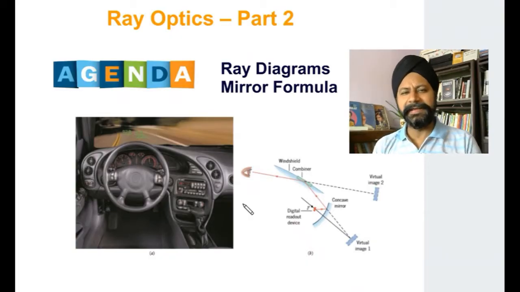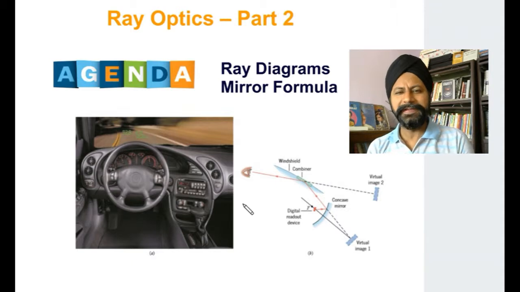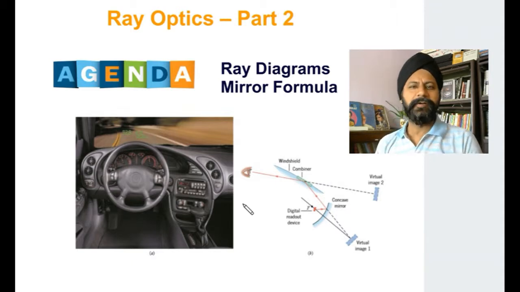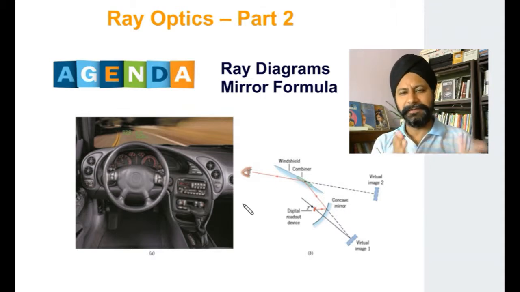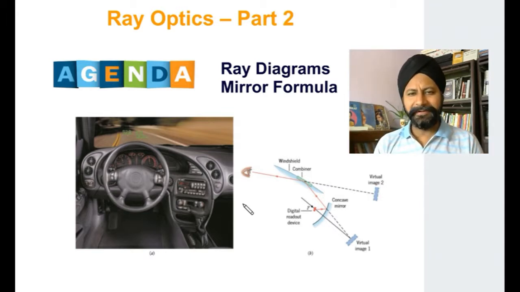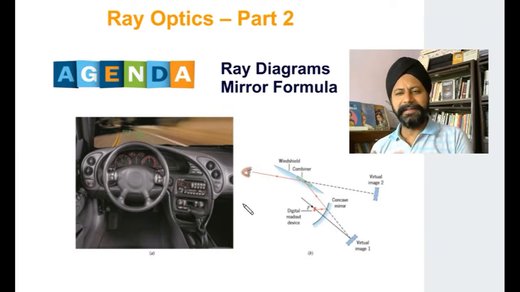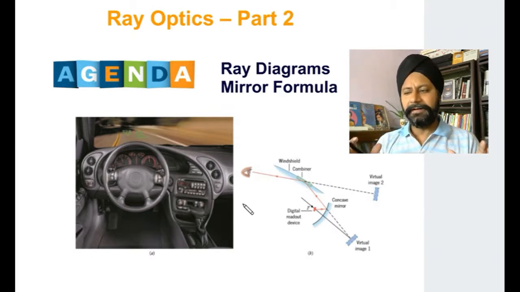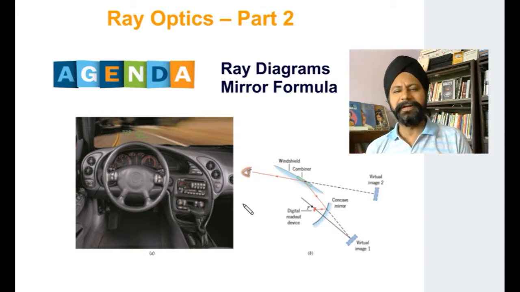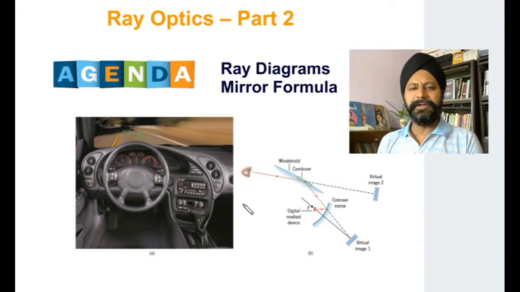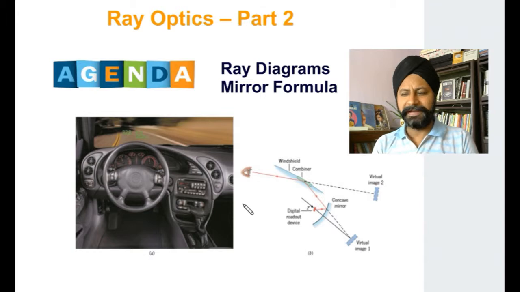This is the series on ray optics, and this is part two. As I promised, I'm going to publish regular videos at least every week. So this is the fourth day from my previous posting, and I'm back here. Let us get started. The agenda today is to do ray diagrams and the mirror formula. We are going to complete reflections of spherical mirrors this time, and in the upcoming videos, we are going to start refraction of light.